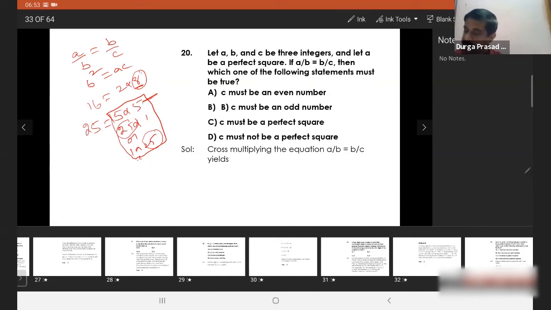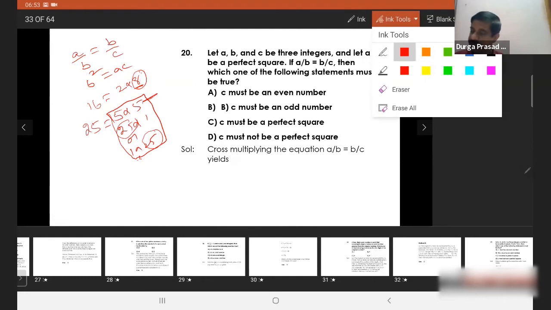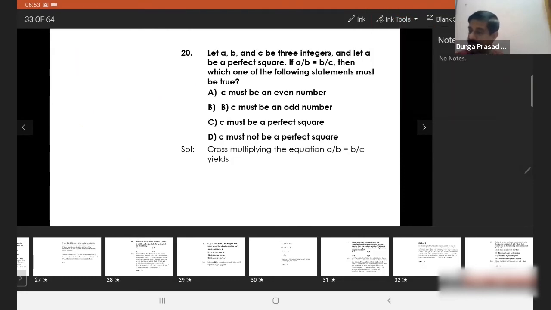A, B, C are three integers and let A be a perfect square. Oh, sorry, we were taking B as a perfect square, not A as a perfect square. So let us restructure it, children. We had not noticed that at all. Now A must be a perfect square, he says. This point I was not reading.